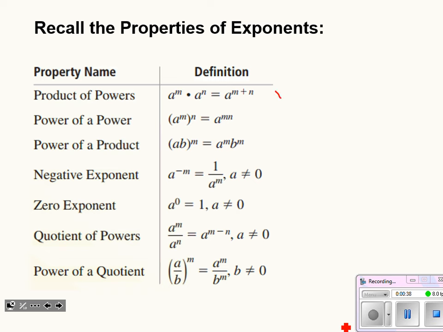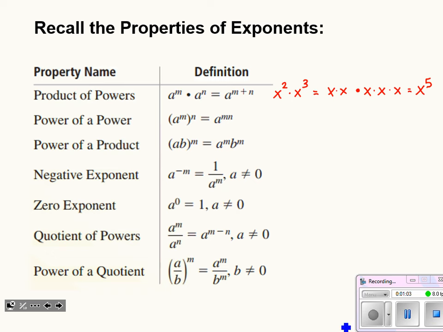So just think like if I had x squared times x to the third, that would equal x squared means x times x, x cubed means x times x times x. So really I'm multiplying together 5 x's. Well, I can write something times itself 5 times as the fifth power, and 2 plus 3 is 5. So that's how we get that property.